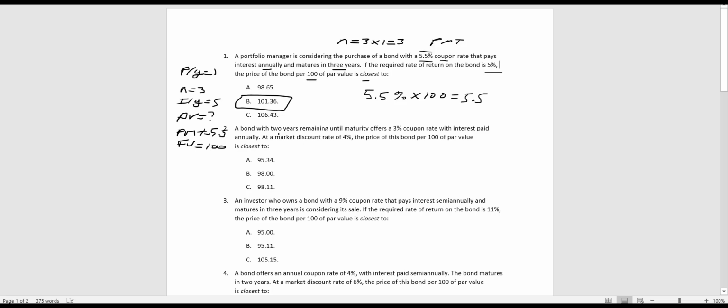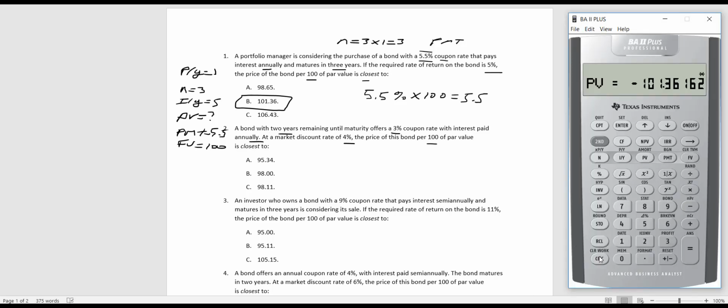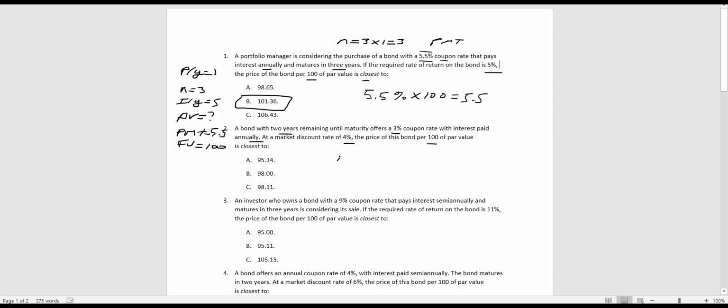This is a bond with 2 years remaining, 3% coupon rate. The market discount rate is 4%, and the price of the bond is 100, and it's also annual. So let's bring up the calculator again. Second P/Y, yeah, we're set for annual. So let's write down the data again as well. N is going to equal 2 years. I/Y is always the required rate, not the coupon rate, and that's going to be a market discount rate of 4%. So sometimes you see different wording, required rate or market discount rate.